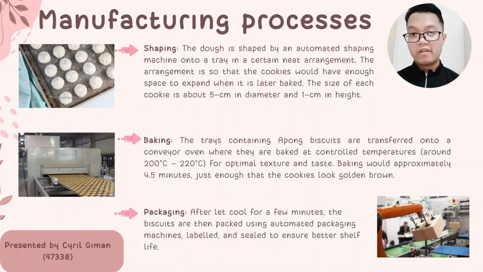And moving on, we have the baking. The trays containing the gula apong biscuit dough are transferred on a conveyor belt where they are baked along the process at controlled temperatures of between 200 degrees Celsius and 220 degrees Celsius for optimal taste and texture. The baking process takes approximately 4.5 minutes, just enough time so that the cookies turn brown and do not burn.